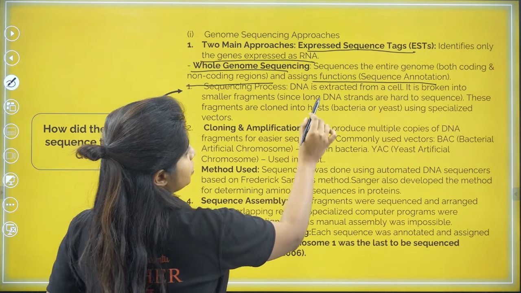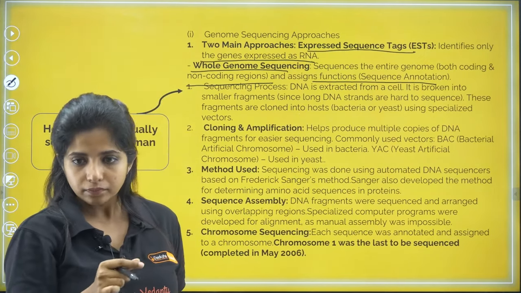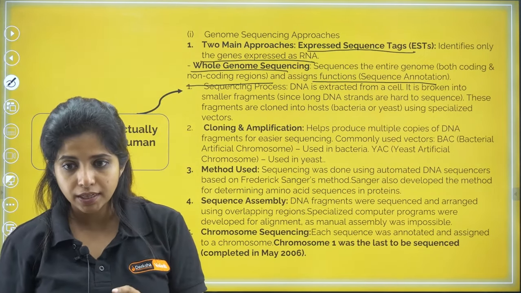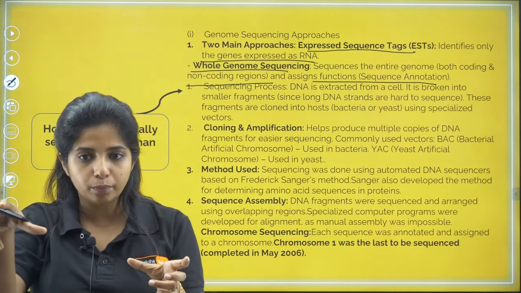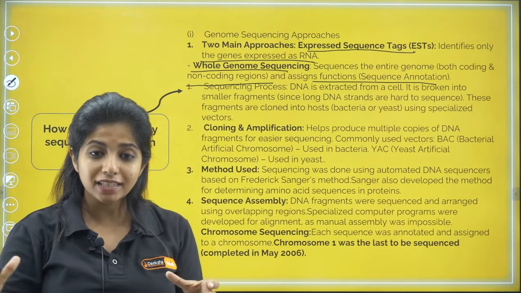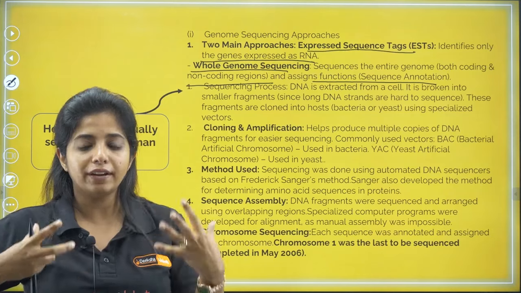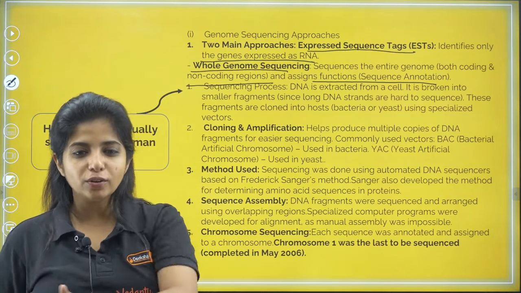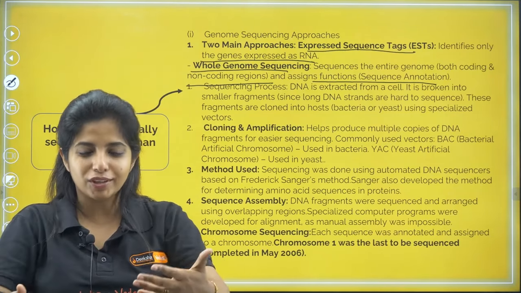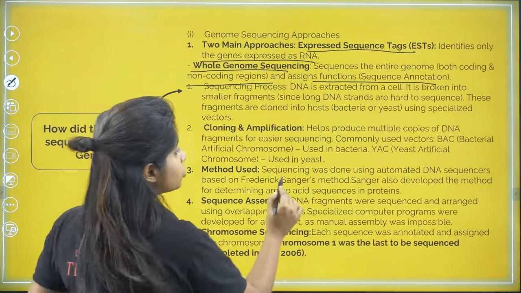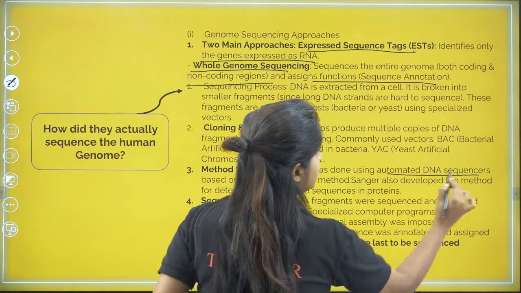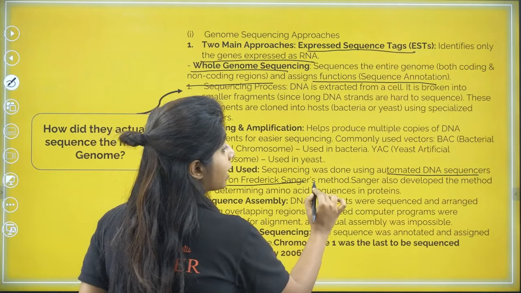Okay, sequencing process. DNA is extracted from the cell. It is broken into smaller fragments, and then, my dear children, these fragments are cloned into some bacteria or yeast. Why? Because you want to amplify it, because with one DNA you cannot find the whole thing, so you might need more copies, right? So you do amplification, and after that, the sequencing was done by automated DNA sequencers based on Frederick Sanger's method.